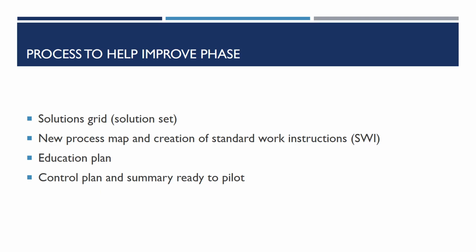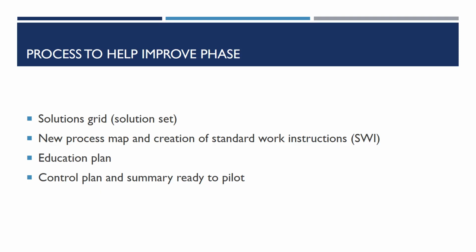Once the solution set is established, the group assessed and evaluated each potential solution based on feasibility, cost, impact, and alignment with the desired outcome. Next, the group created a new process map outlining each step. Process maps need to be as detailed as possible. No step is too small.